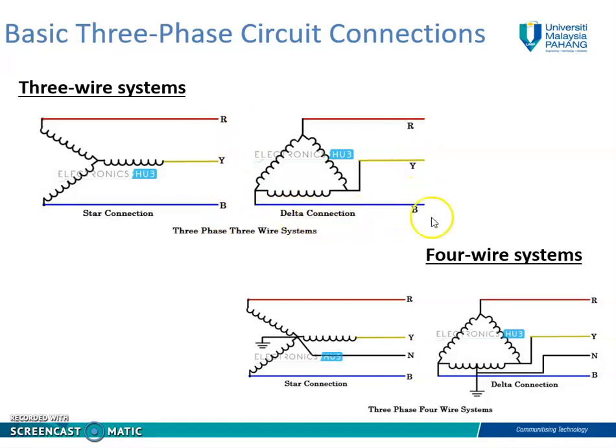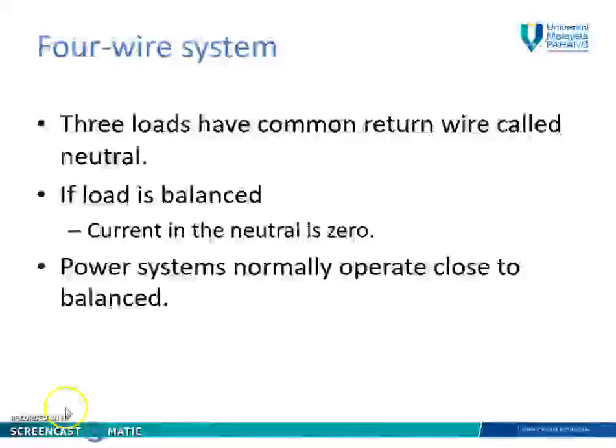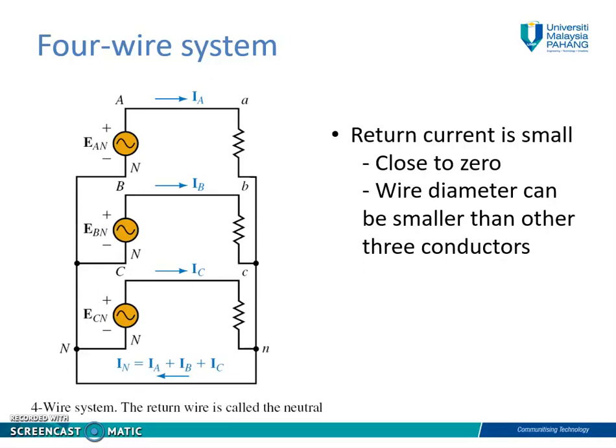We have red, yellow, and blue. But for the 4-wire system, it has an additional wire which is for neutral. So we have red, yellow, blue and neutral. Also the same for the delta connection. First, we look into the 4-wire system. 3 loads have a common return wire which is called the neutral. If the load is balanced, the current in the neutral is equal to 0. Okay, the power system normally operates close to balance.